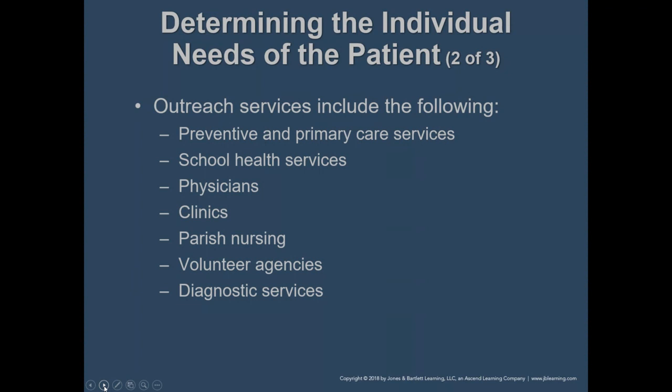School health services, you don't really think about that a lot, but what if you have someone who has a child in school? Because we're trying to be holistic in our approach, we also have to think about the family needs, not just the adult patient, but the juveniles that live with that person. Physicians, clinics, parish nursing, volunteer agencies. If they can't have a ramp built, there are volunteer agencies that can facilitate that need.